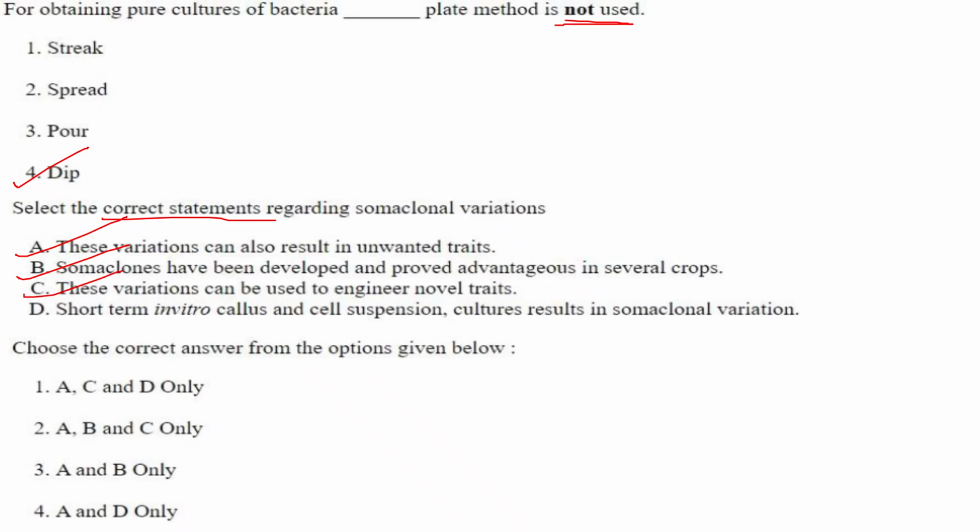That's correct. Short-term in vitro callus and cell suspension cultures result in somaclonal variation, no. But if it is long-term, without subculturing, or you have kept the callus or the cell suspension culture for a very long period of time without subculturing, then the chances of mutation and variation, that is development of somaclonal variation, is more, not short term. So the answer here is A, B, C only, option 2.